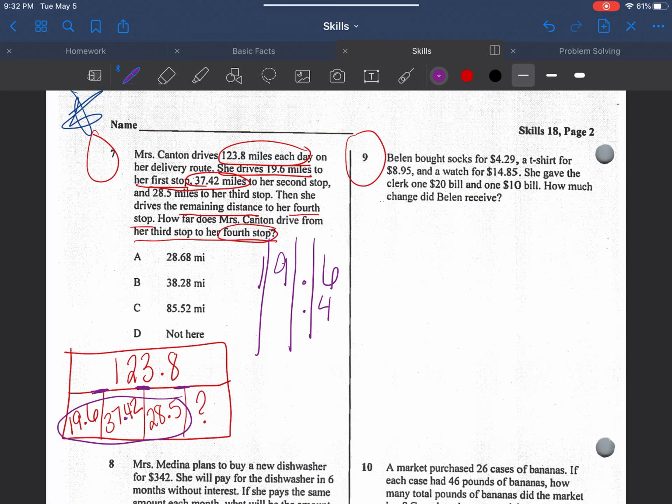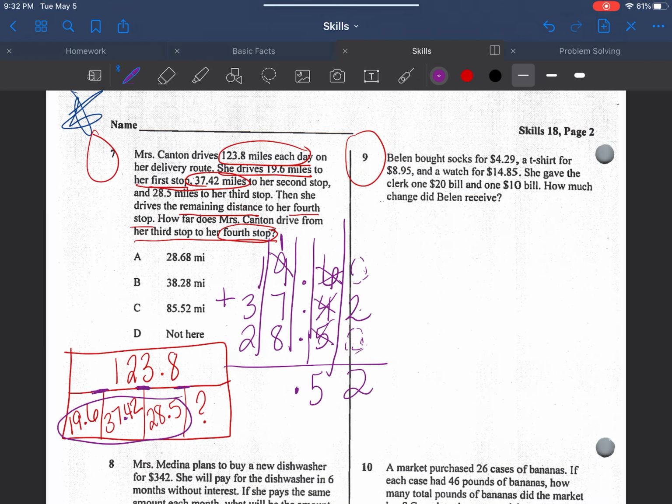The first one was 19.6. The second stop was 37.42. There's nothing here on top of the 2, so I'm going to do an imaginary 0. The third stop was 28.5. There's nothing below the 2, so I'm going to do an imaginary 0. And I'm going to add those up together.